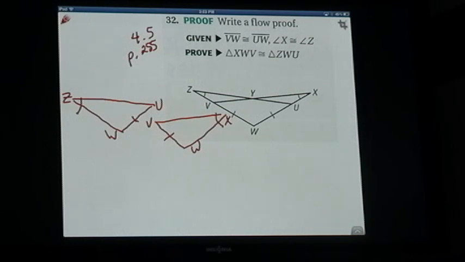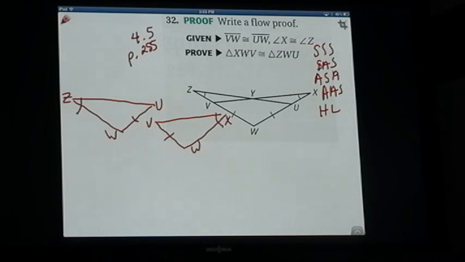Okay, so we write down our choices. Side, side, side; side, angle, side; angle, side, angle; angle, angle, side; hypotenuse, leg. Okay, so we have a side and an angle and they're not right next to each other. So what else can we prove?